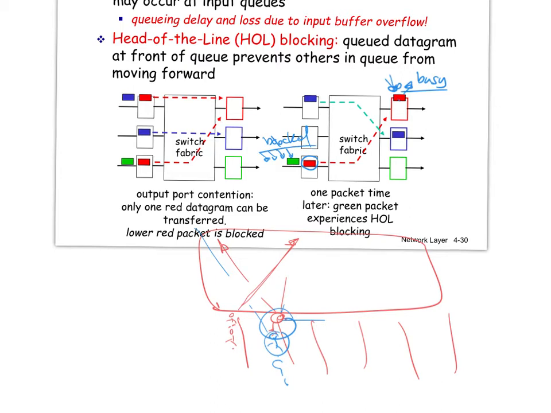This is the main problem. All these packets are blocked. So this is what we call the phenomenon of head of line blocking. Even this one is green, which means that it needs to go here, and that is empty, but unfortunately it's blocked. So this head of line blocking limits the switching speed.